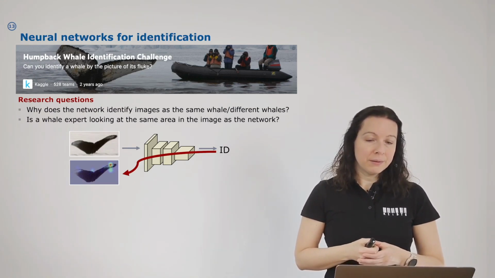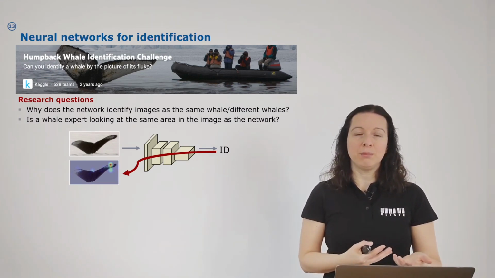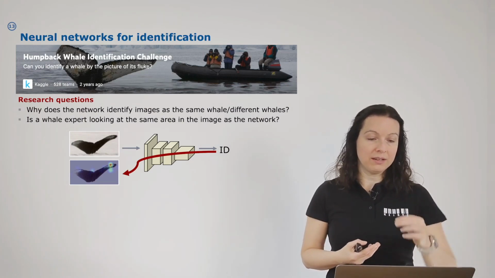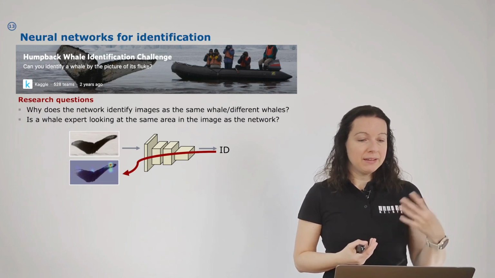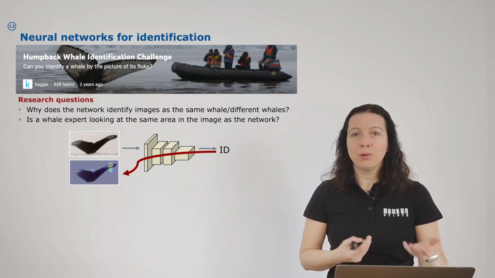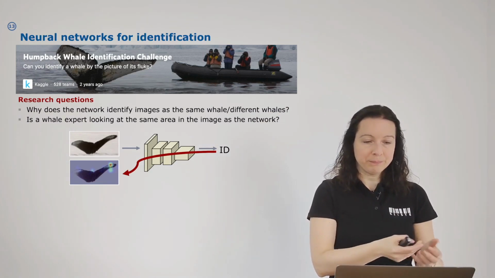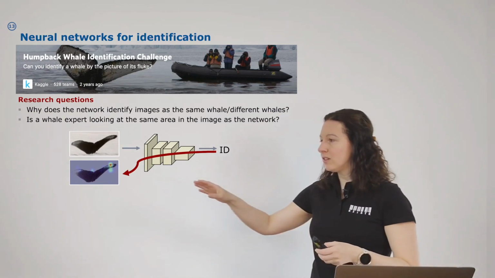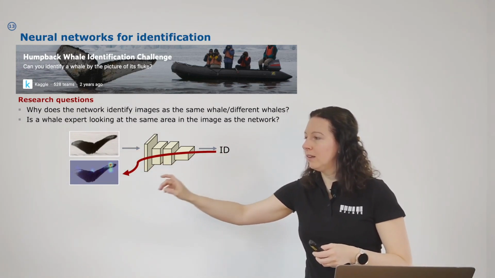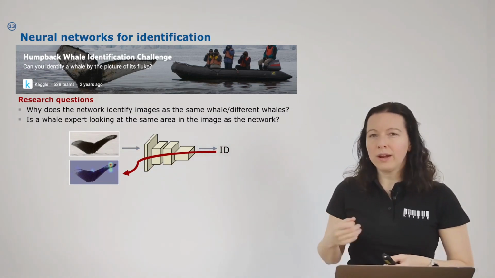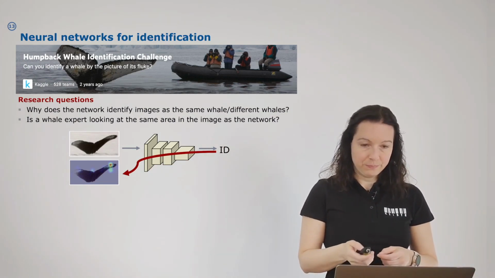And the research question you can ask now in the context of explainable machine learning is, why does the network identify images as the same whale or as different whales? And is a whale expert actually looking at the same parts in the image as a neural network? And this is illustrated here again. So you have one image and you have a whale ID, and you want to know where does the network look? What is important in the image?